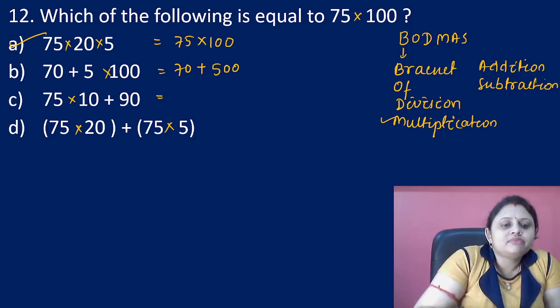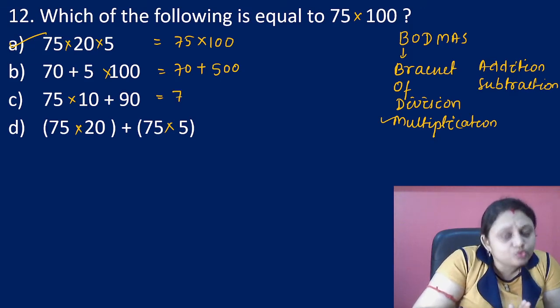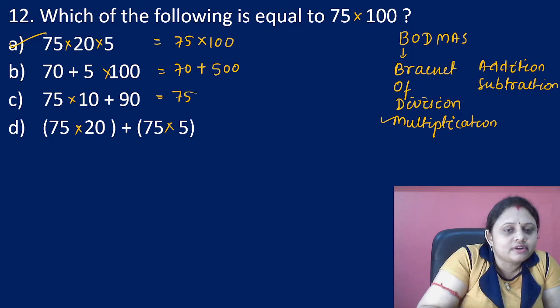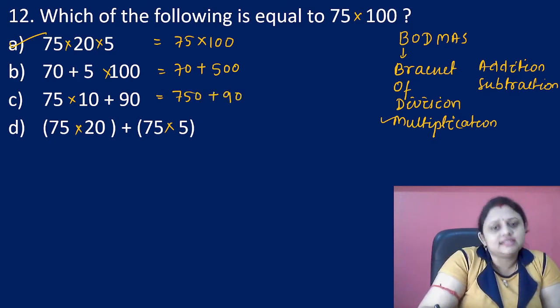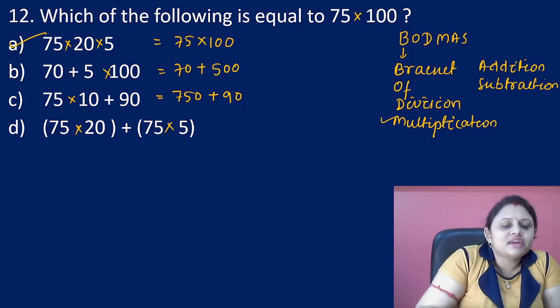So here, multiplication, here addition. We should do multiplication first. That is equal to 75 into 10. We have to calculate first, that is equal to 750, plus 90. Its meaning is this. Next, 75 into 20 plus 75 into 5.